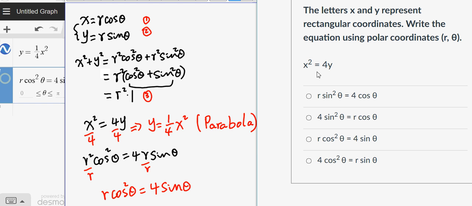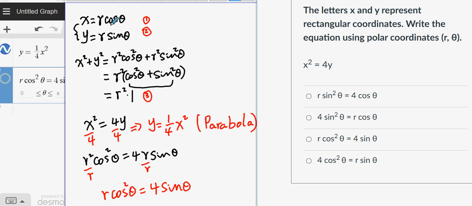Now we are given a rectangular coordinates equation, and we want to convert that to polar coordinates. Now, we are given the equation, and we need to use again those three identities.